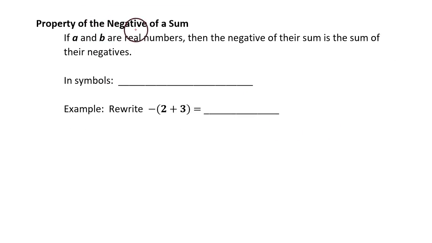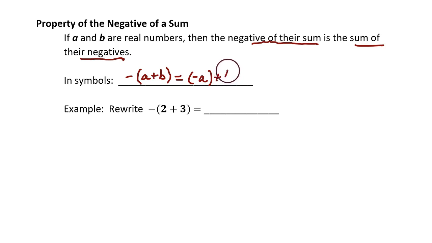Next, the property of the negative of a sum. If A and B are real numbers, then the negative of their sum is the sum of their negatives. Let's translate that one into symbols. The negative of their sum. So the negative of the sum of A and B. That looks like that in symbols. We're told that that's equal to the sum of their negatives. So negative A plus negative B.